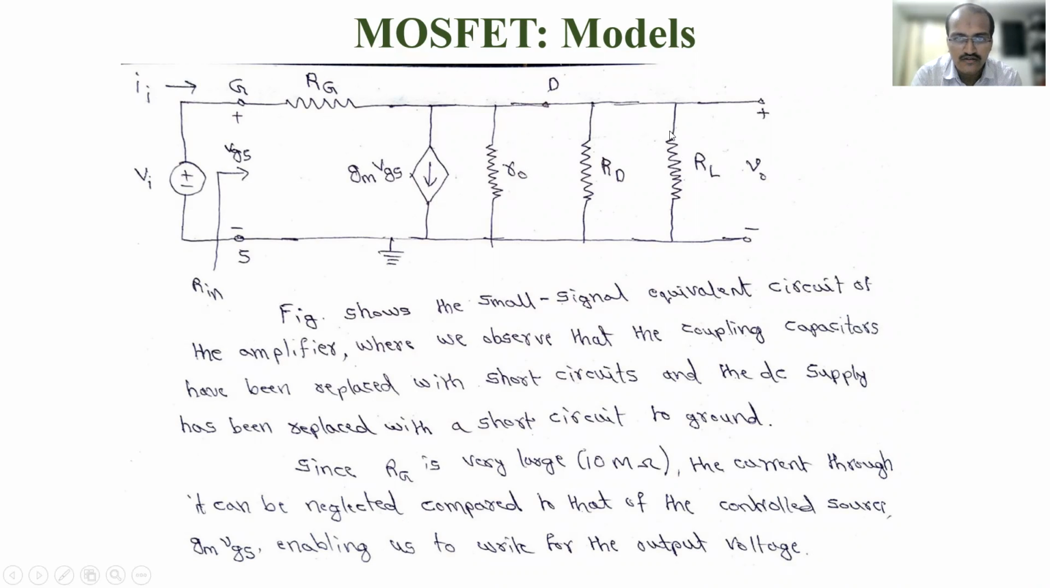So that is about the explanation of this circuit. I hope you got this. Okay, so clearly work that out. Then, since RG is very large, 10 mega ohm, the current through it can be neglected compared to that of the controlled source, GM VGS, enabling us to write for the output voltage.